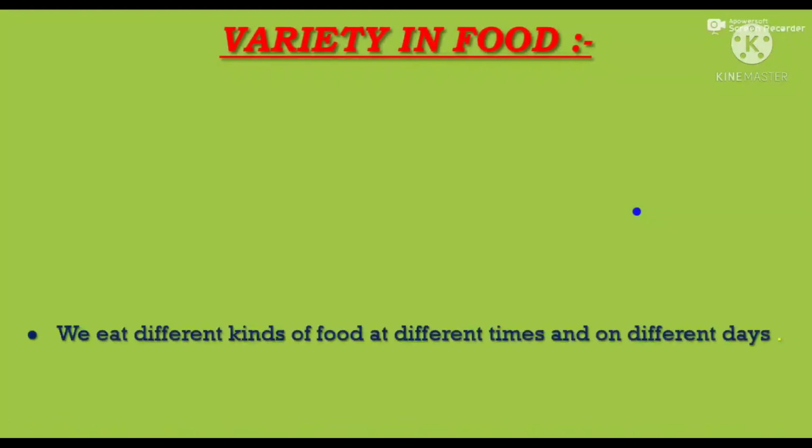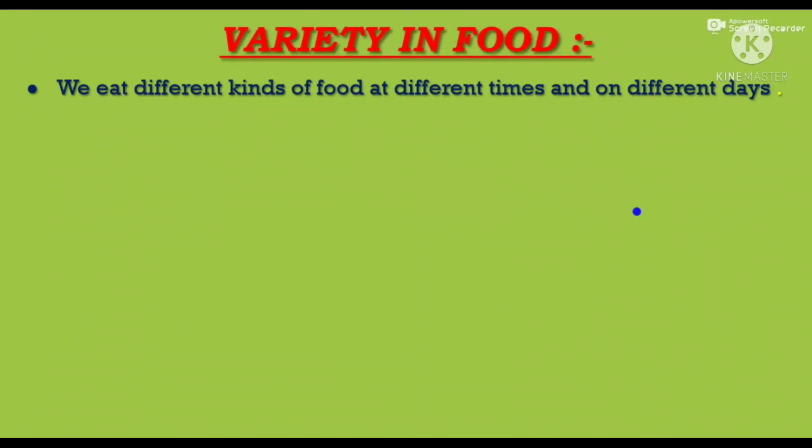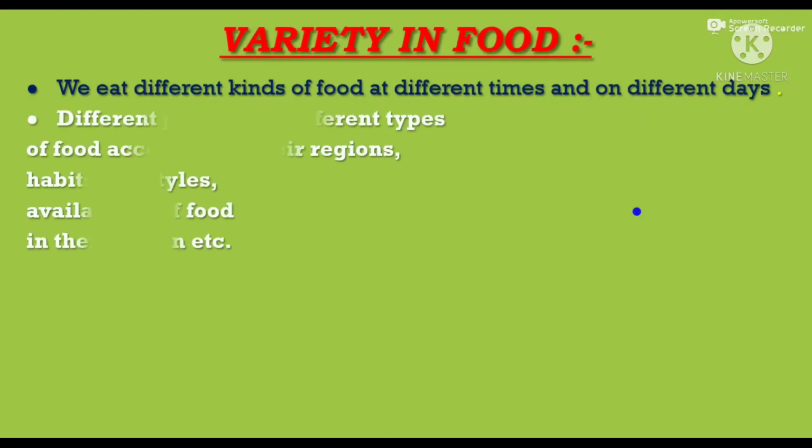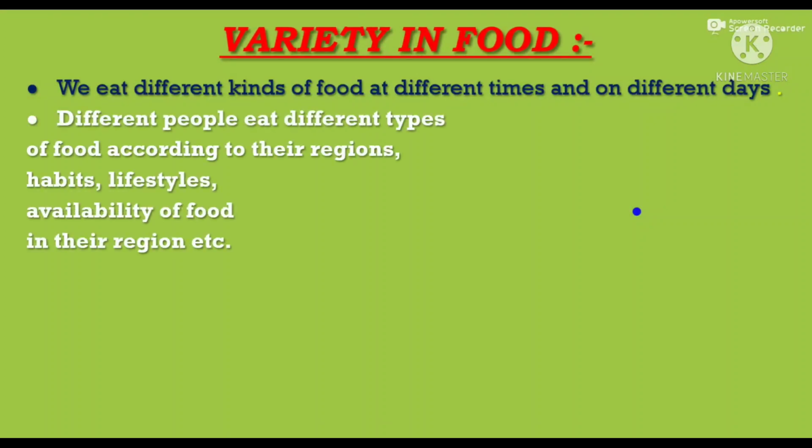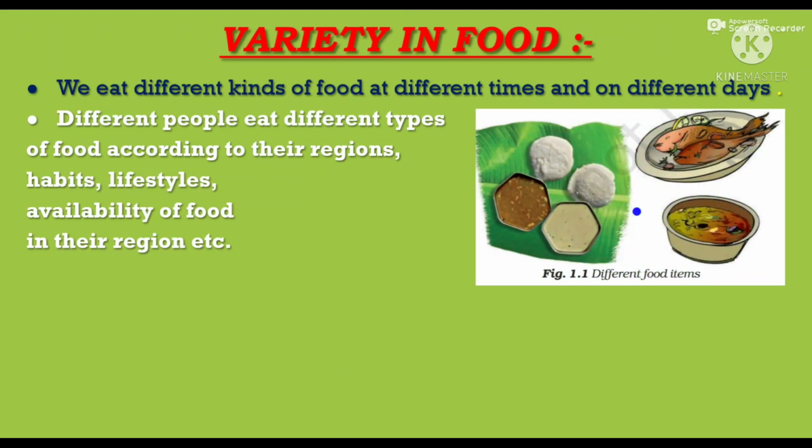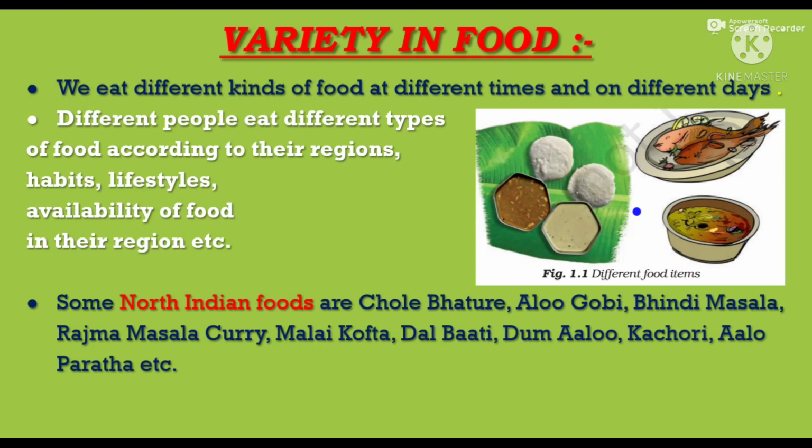Next is variety in food. So we eat different kinds of food at different times and on different days. Different people eat different types of food according to their regions, habits, lifestyles, availability of food in their region, etc. You can see different food item pictures given there. One vegetarian item is there and one non-vegetarian item is also there. Fish is there, idli is there, sambar is there. So different food items are eaten by different people based upon their region, habits, lifestyles, and availability of food.